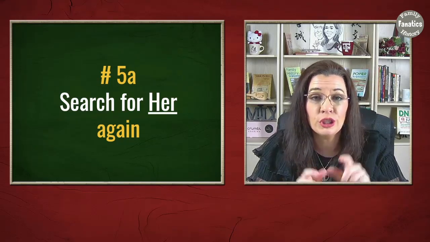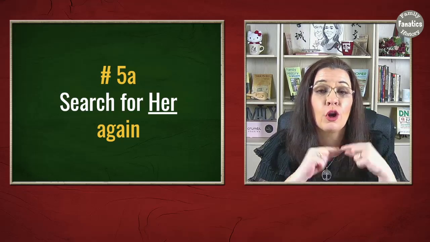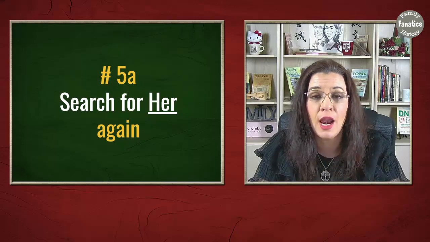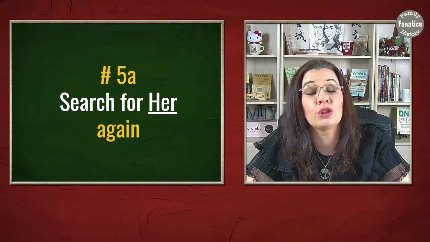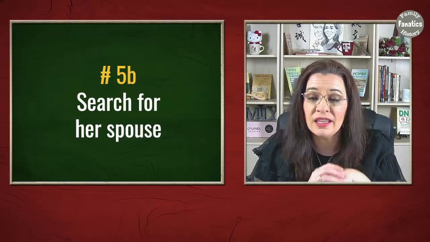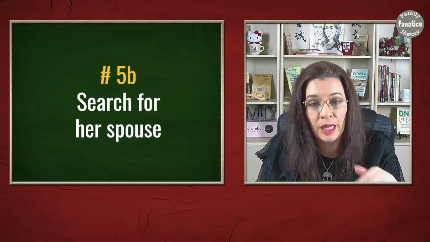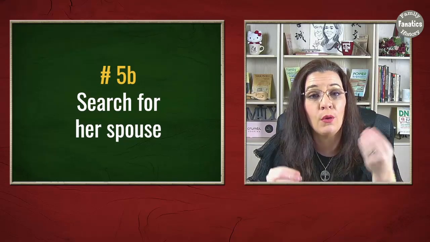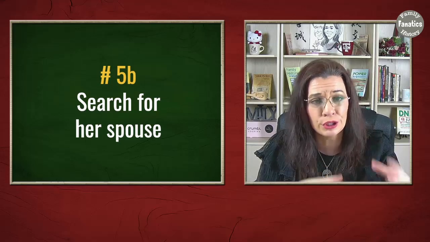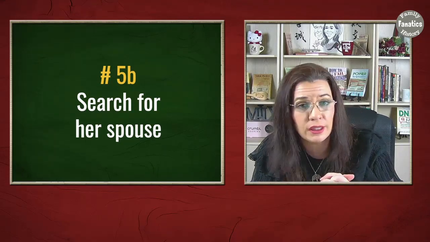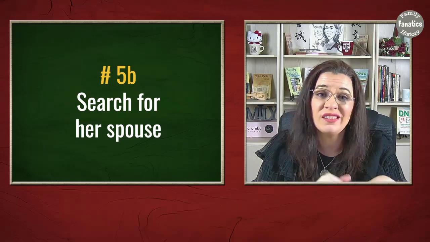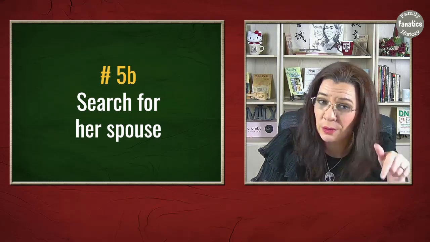So search again the records for her that you thought you already looked at, but use these new clues because you searched all of her children rather than your direct ancestor. And then search again for her spouse, because you have more clues about her now that you've looked at the children. Search again his records. This is particularly useful in newspaper records and other records where she's going to appear under her spouse's name.